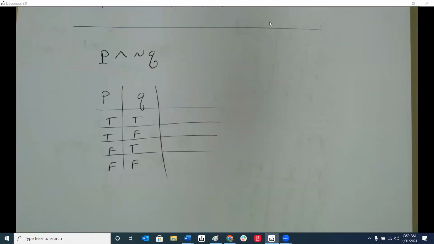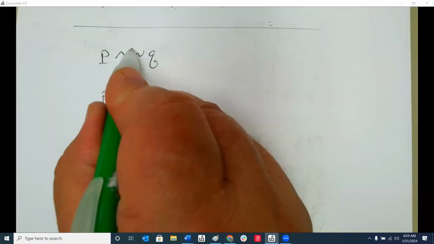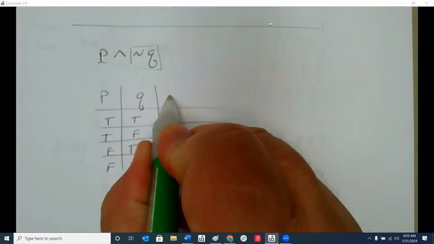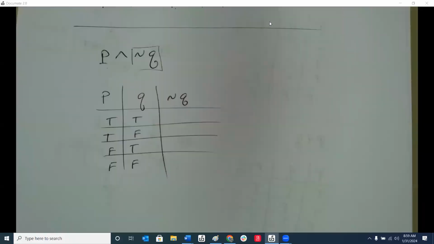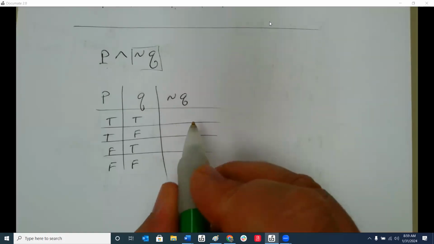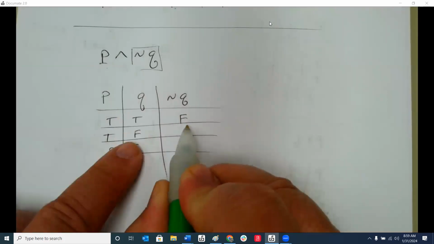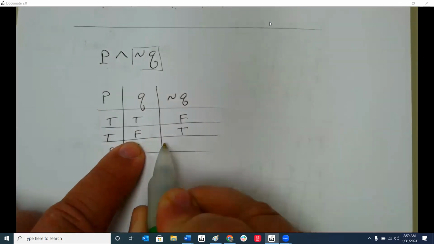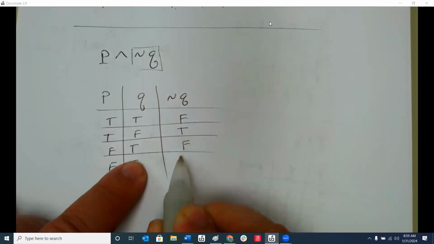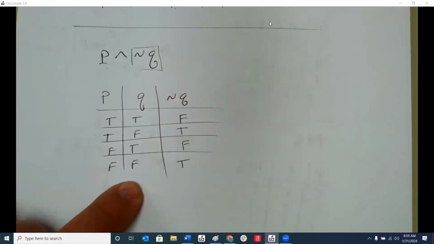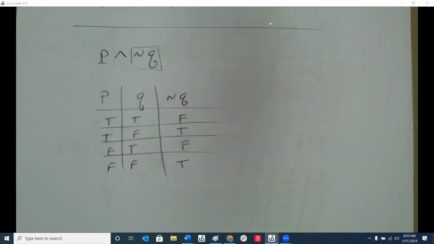What else do I need to build? Order of operations. Not Q. Very good. So the not Q is going to be, so there's Q. That's true. So it's false, true, false, true. I just changed all the values of the Q column.